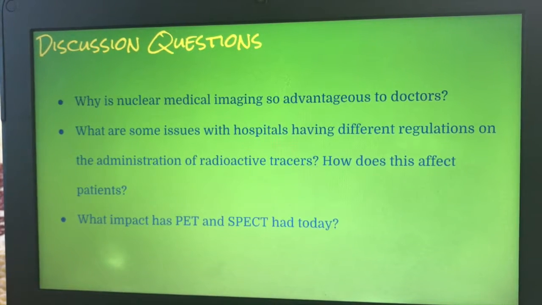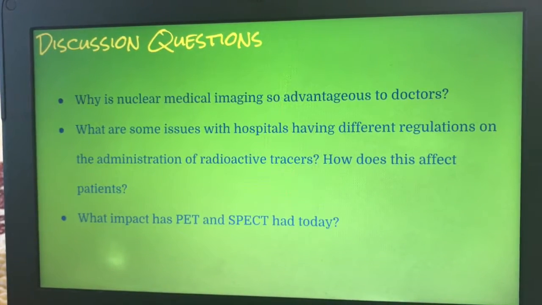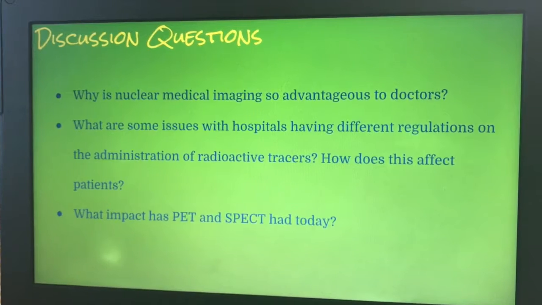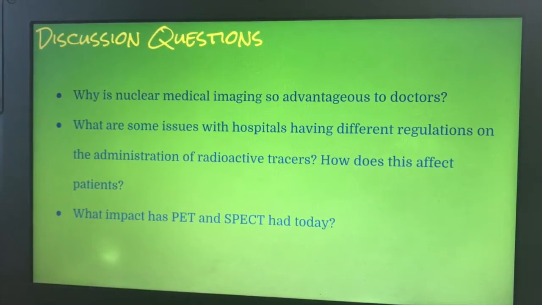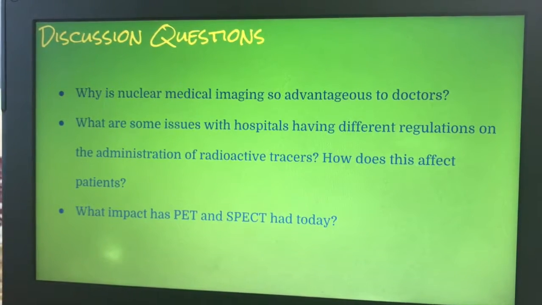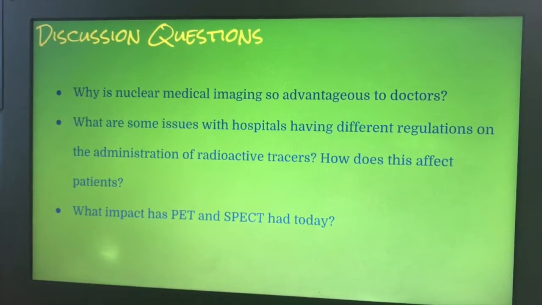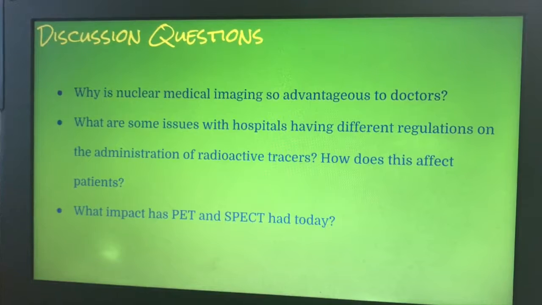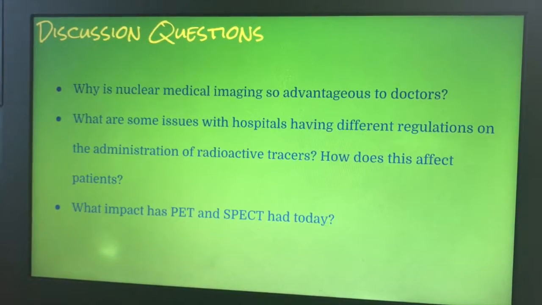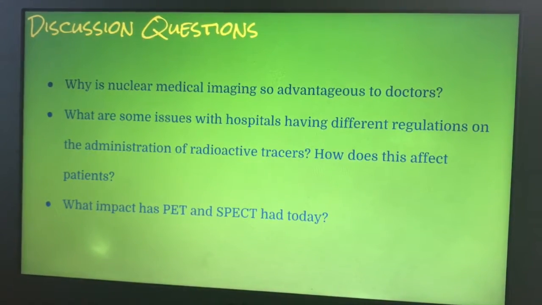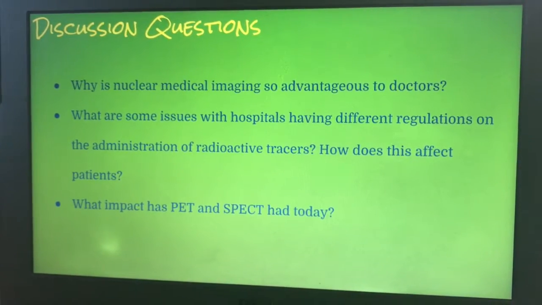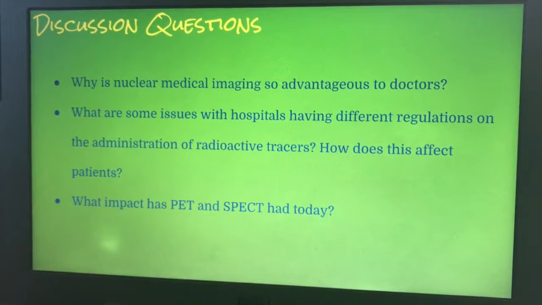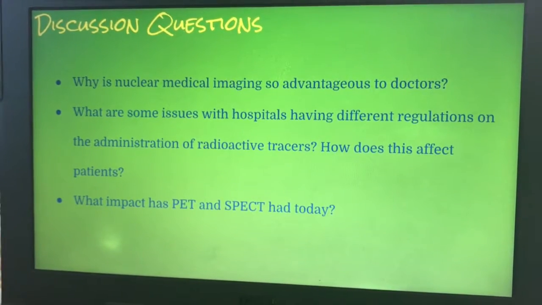What are some issues with hospitals having different regulations on the administration of radioactive tracers, and how does this affect the patients? As mentioned before, the physicians may feel that some decisions are risky and whatnot, and also, even though I did not directly bring it in, one thing to note is that patients, once again, do have that psychological impact. And that may affect them into thinking, oh my god, more radiation being emitted into my body, cancer, potentially?